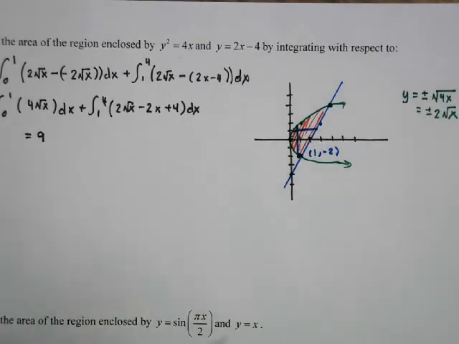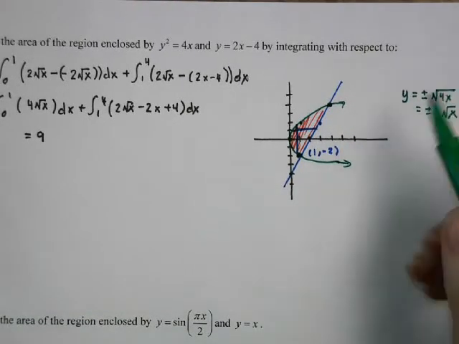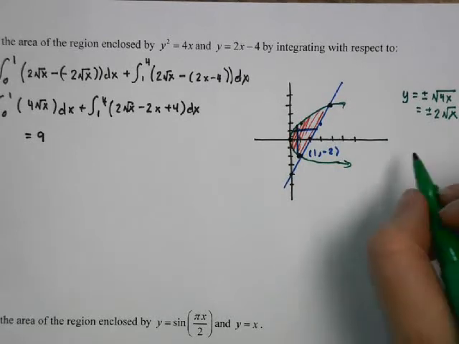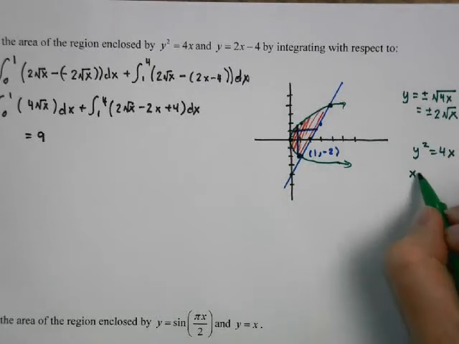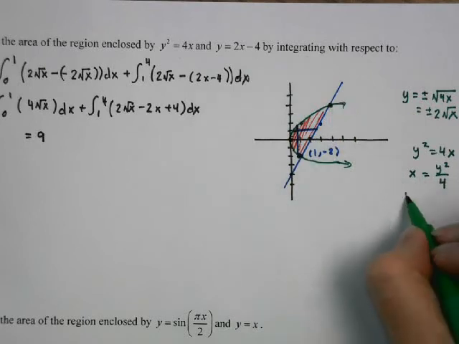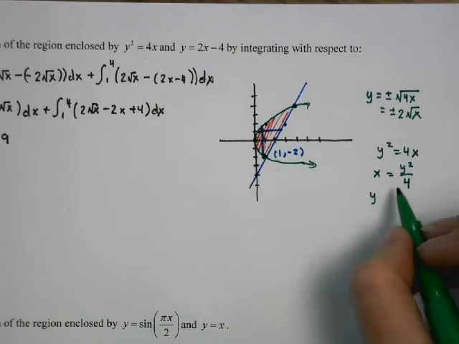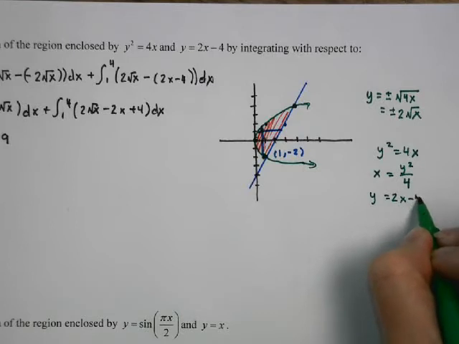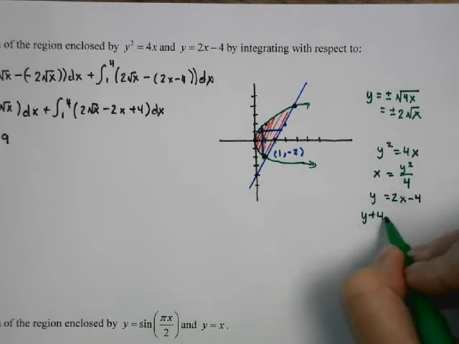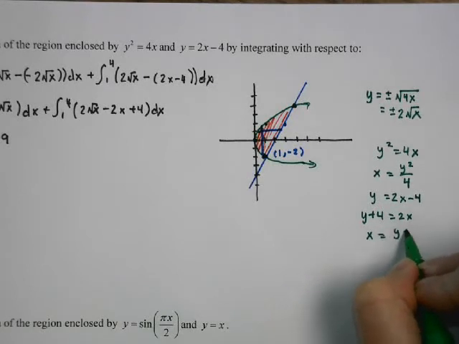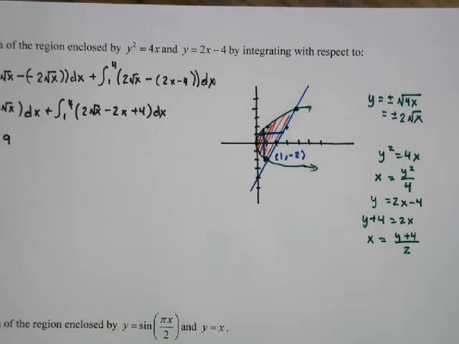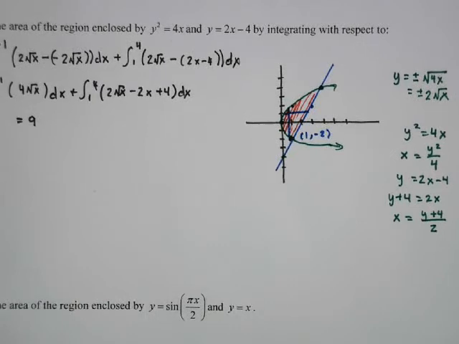So we're going to take each of the equations. This will be y squared equals 4x, which means x is going to equal y squared over 4. We have y equals 2x minus 4, so y plus 4 equals 2x. So x is equal to y plus 4 over 2. So those are the two equations that we're going to use in our integral.